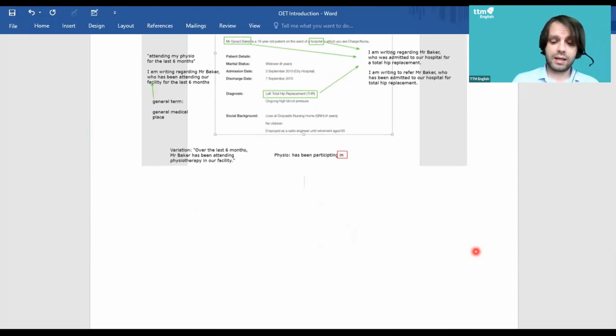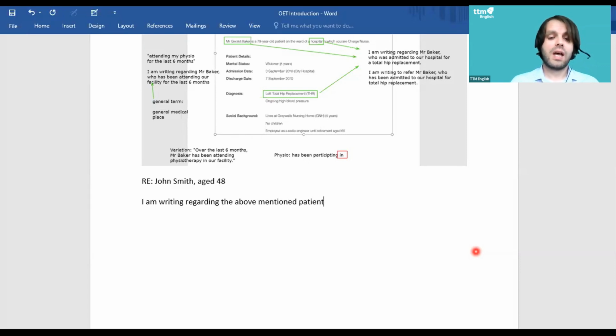Very often people say, because remember, in your letter you say re, right? Imagine this is me. I'm not going to put my age. John Smith, aged 48, right? You can say, I am writing regarding the above mentioned, did you say? I would just use their name. You can't say patient as well. Did you know that? No patient. It's regarded as impersonal and not very nice.